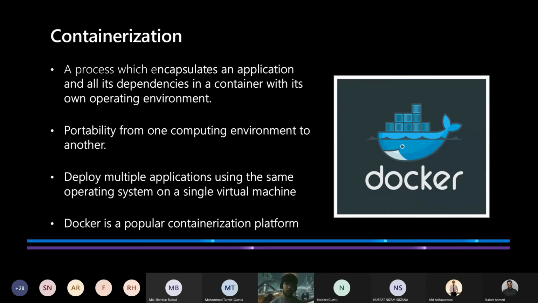And why are we learning about containerization? It's a virtualization webinar, right? That is because virtualization has been available since 1960 when it was first introduced. So we have a long history with virtualization, but right now people are moving more towards containerization.